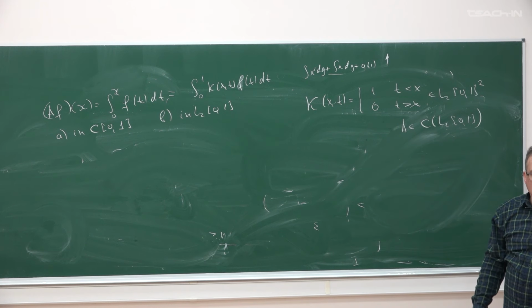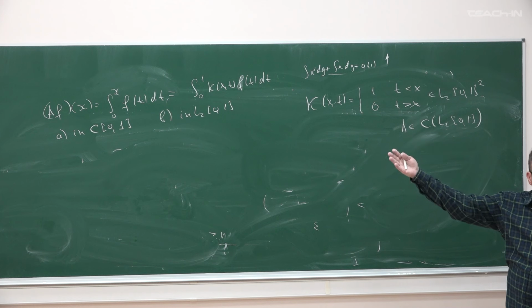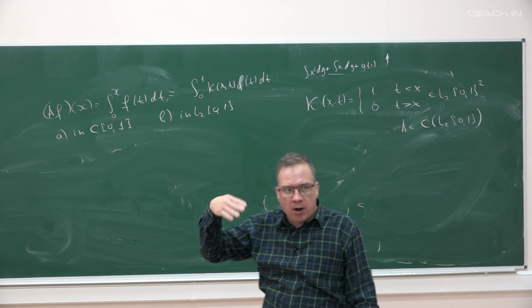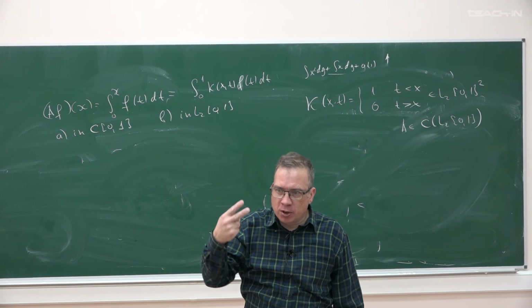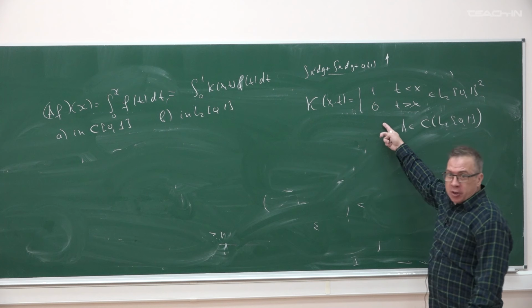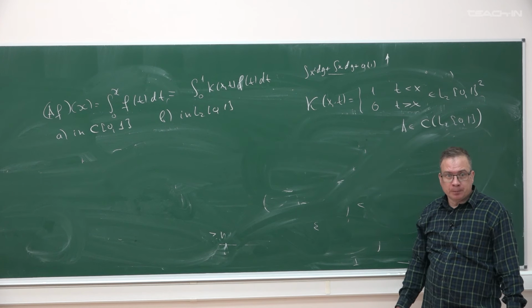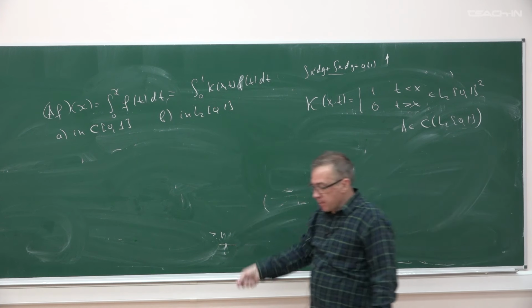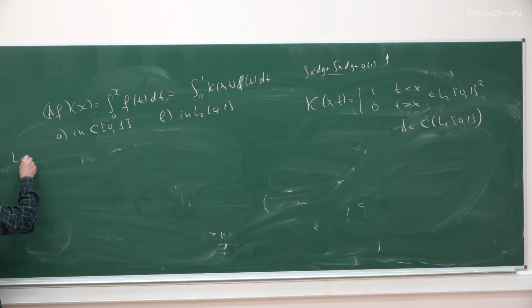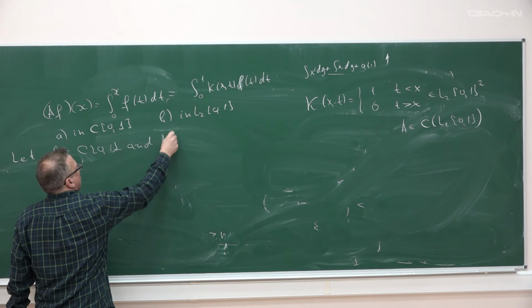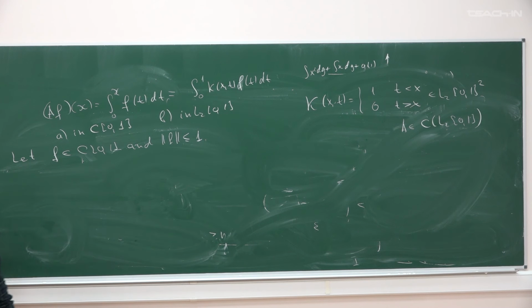Yes? But if you see, we can't use our theorem for continuous functions, because the hypothesis of the theorem, Theorem 1, was that the function k(x,t) must be continuous in two variables. And this function is discontinuous. But you can prove that it is compact directly. So let f be in C[0,1] with norm of f less than or equal to 1. So we check what happens with the unit ball.